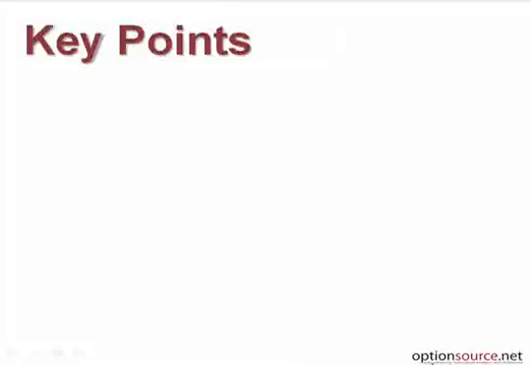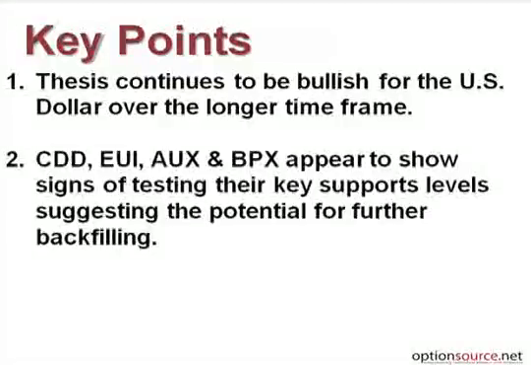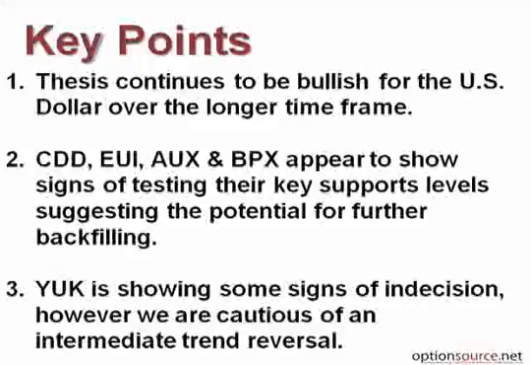Okay, let's take a look at a few key points. First of all, our thesis continues to be bullish for the US dollar over the longer time frame. However, currently the CDD, the EUI, the AUX, and the BPX appear to show signs of testing their key support levels, suggesting the potential for further backfilling. Finally, the YUK is showing some signs of indecision this week. However, we are still cautious of an intermediate term trend reversal.